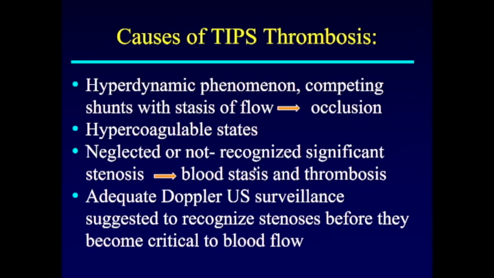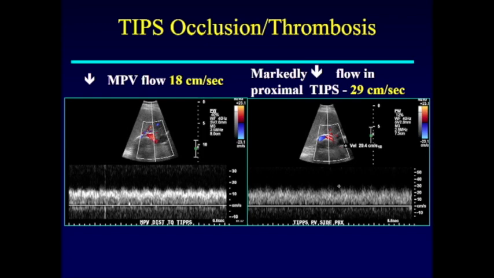The causes of thrombosis are also unknown. People have speculated there's a hyperdynamic phenomenon that causes competing shunts with stasis of the flow, which leads eventually to occlusion. Also, there's neglected or not recognized significant stenosis that goes on to blood stasis and thrombosis. Some people therefore recommend adequate Doppler surveillance so one can recognize the stenosis before it becomes critical to blood flow and causes thrombosis.